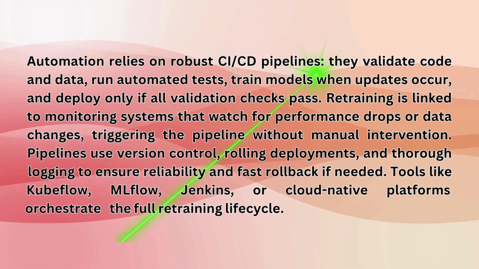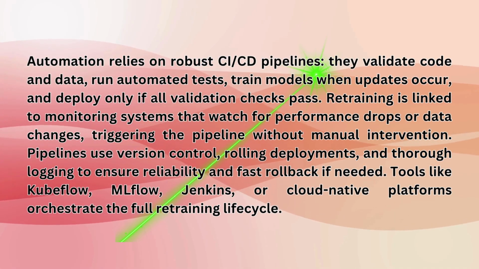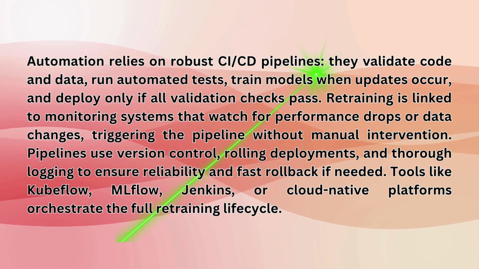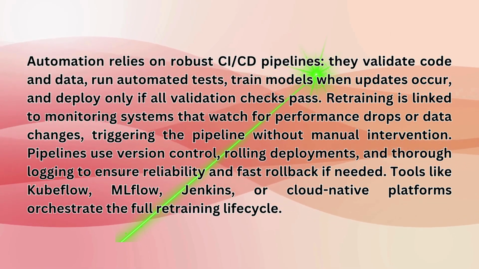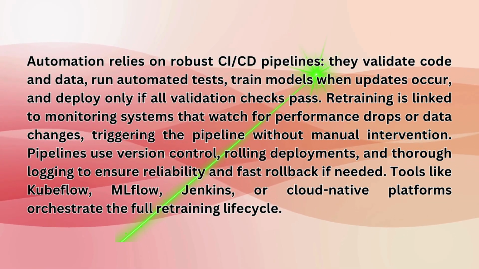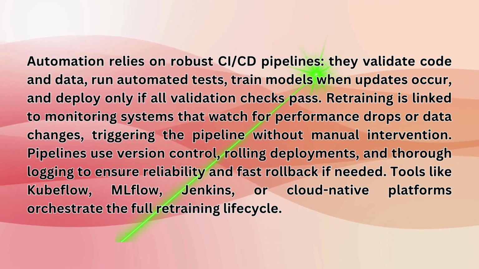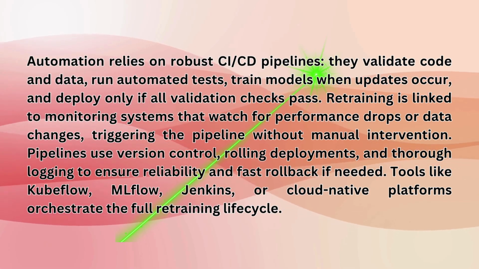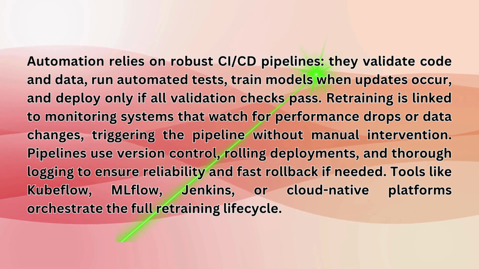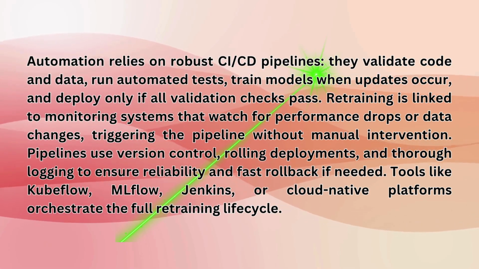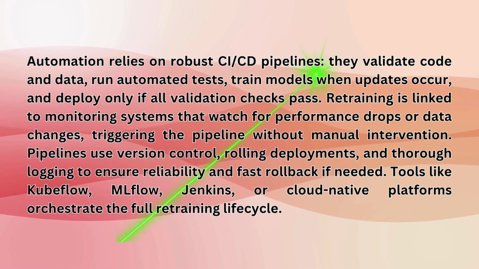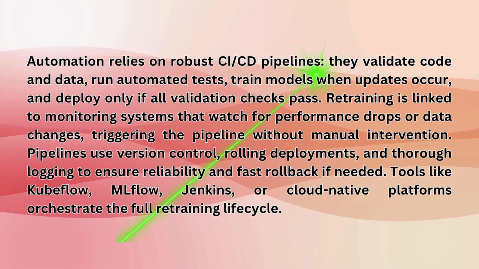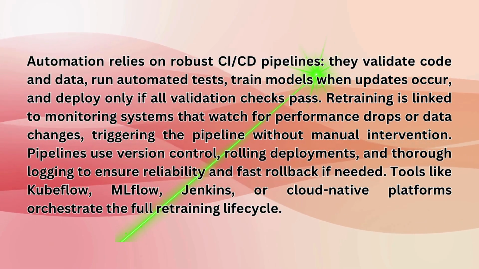How do you automate model retraining in CI and CD for deployed ML models? Automation relies on robust CI and CD pipelines. They validate code and data, run automated tests, train models when updates occur, and deploy only if all validation checks pass. Retraining is linked to monitoring systems that watch for performance drops or data changes, triggering the pipeline without manual intervention. Pipelines use version control, rolling deployments, and thorough logging to ensure reliability and fast rollback if needed. Tools like Kubeflow, MLflow, Jenkins, or cloud-native platforms orchestrate the full retraining lifecycle.